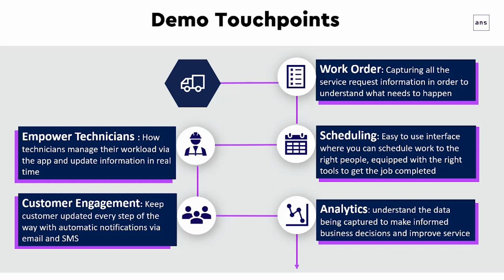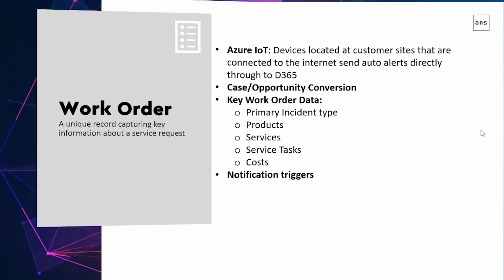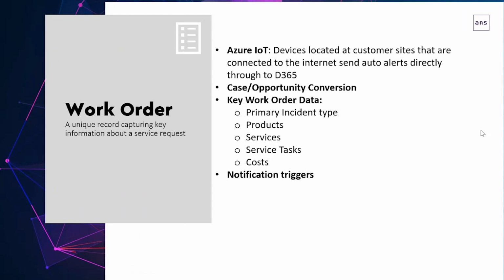So that data that we're capturing, how are we going to interpret that data using things like dashboards and views to break the information down as we see fit. To make the demonstration easier to follow, at each section of these demo touch points, I'm going to bring up a slide which is going to highlight some of the key features of that area. We're then going to dive into Dynamics 365 Field Service to demonstrate those features within the application, starting off with a work order.